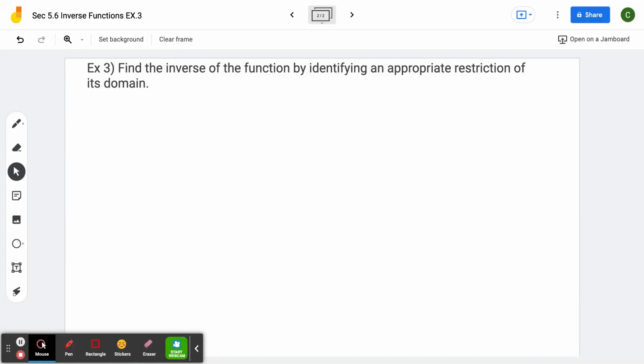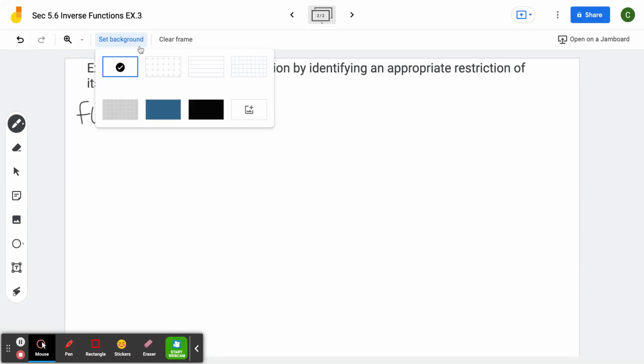Example 3, find the inverse of the function by identifying an appropriate restriction of its domain. So the first example that I'm going to do is the function f of x equals x squared plus 8x plus 16. I'm also going to set the background to the dots here.